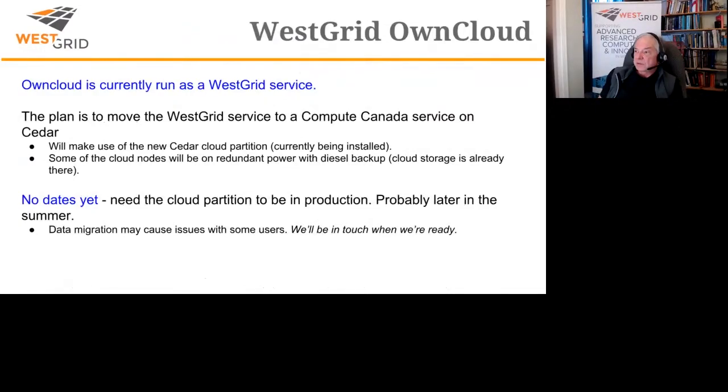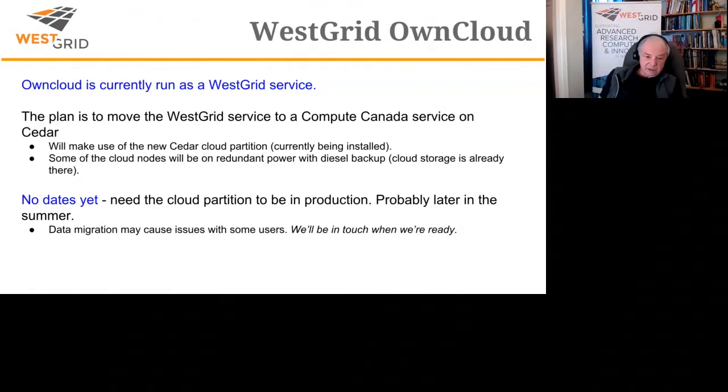I got asked a few times about ownCloud, the shared Dropbox-like cloud system at SFU, run by SFU and WestGrid at the moment. ownCloud is currently run as the WestGrid service. The plan is that that's going to be moved to a cloud partition on Cedar, and with an update to the NextCloud software, but it'll look the same. So that's what's in the works, but there are no detailed plans yet.